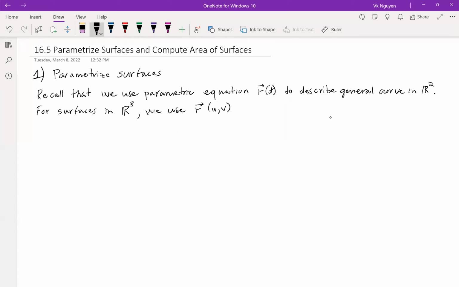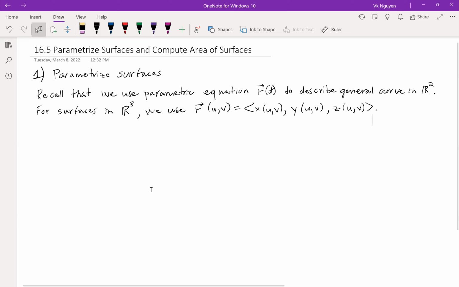Then actually, I'm going to write r(u,v) out a little bit. So there's the x(u,v), y(u,v), and z(u,v). Okay, how do we do this? We can do this by having a region D, because (u,v) is a point on the region D, and then we use the vector function to trace out the surface.